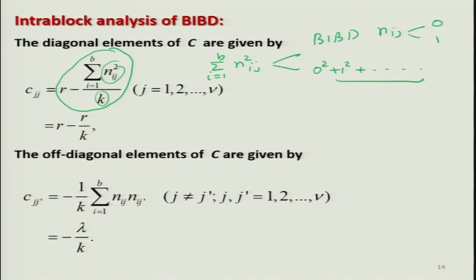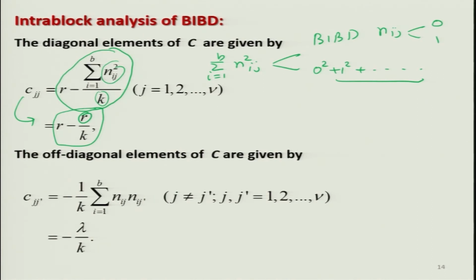So, how many times are you trying to repeat a particular treatment in the entire design? That is R times. So, the summation is going to be R. So, this Cjj becomes R minus R upon k. And now, what will happen to the off diagonal elements of the matrix C?